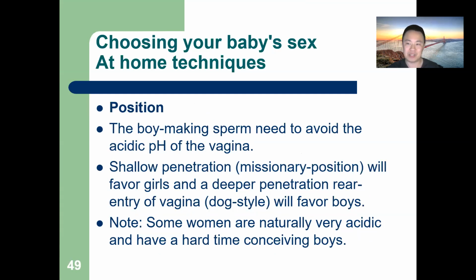There are also different positions that people talk about. For example, the boy-making sperm needs to avoid the acidity of the opening of the vagina. So shallow penetration, the missionary position, will favor girls, and deeper penetration, rear entry, doggy style, will favor boys, at least what they say. Note that some women are naturally very acidic and have a hard time conceiving boys. So that could be a reason.